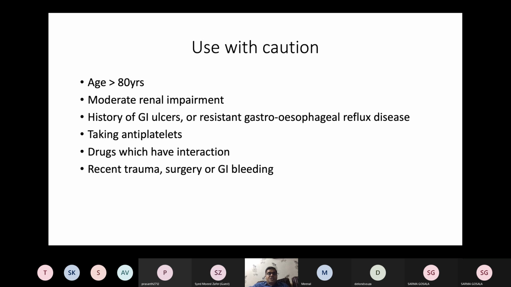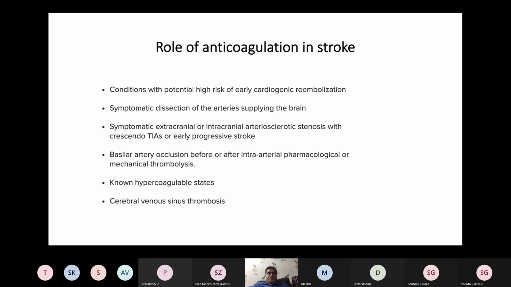So where do you use caution while using dabigatran? If the age is more than 80 years, we know that they will have some amount of renal impairment. Renal creatinine clearance may be a little impaired, so you need to check that and then use it accordingly, probably a lower dose. If there is moderate renal impairment, as I said earlier, a history of GI ulcers, resistant gastroesophageal reflux disease, or concomitant antiplatelets, there's a risk of bleeding. Drugs which have interactions, which I discussed earlier, and recent trauma, surgery, or GI bleeding need to be used with caution.